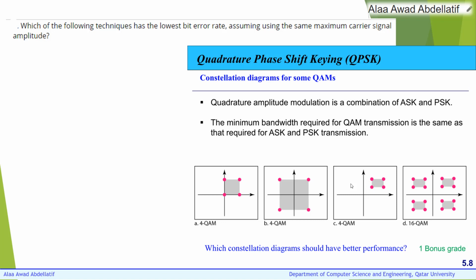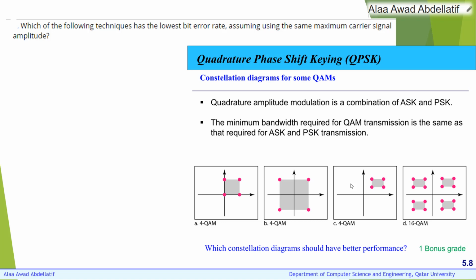But on the contrary, can I differentiate easily between these bits? No. The error increases. In contrast, binary PSK has only 2 points, so the data rate is low because there are two symbols. Can I easily differentiate between these 2 points? Yes, but I only have 2 points.